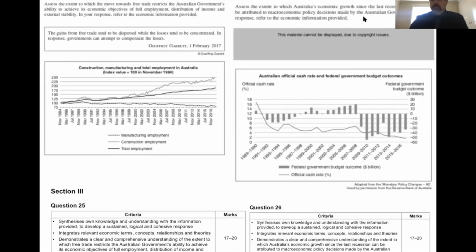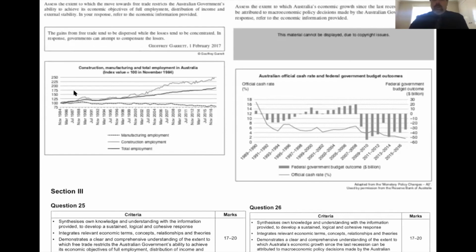So when we look at our stimulus on our 25, we've got a quote there from Geoffrey Garrett, and obviously that's going to give us some idea on using this particular question about gains from free trade being dispersed while losses tend to be concentrated, and in response governments can attempt to compensate the losers. So we've got a bit of an idea there of what government restrictions and what they're doing there.